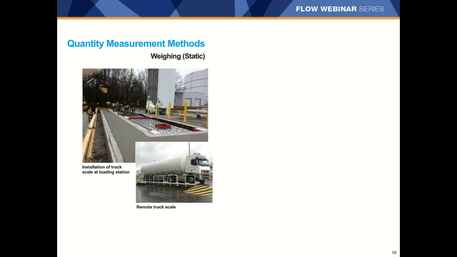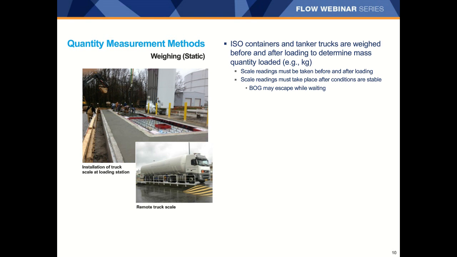Weight measurements are also frequently used to quantify the amount of LNG transferred. Portable ISO containers and tanker trucks full of LNG can be measured on large truck scales before and after loading to determine from the change in weight how much mass of LNG was loaded. As with the tank gauging case, weight determination of quantity is based on the difference between two separate static measurements, the weight before loading, known as the tare weight, and the weight after loading.